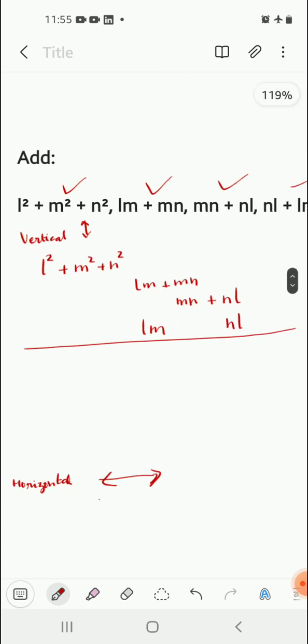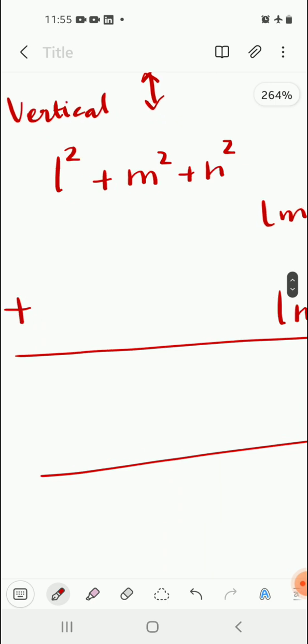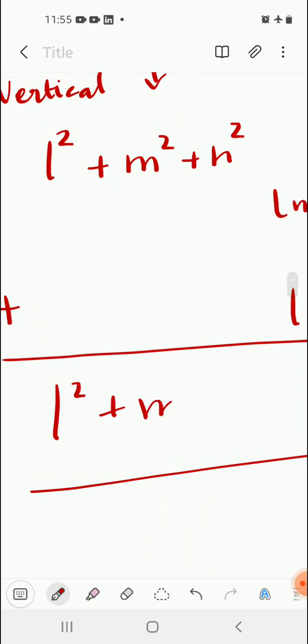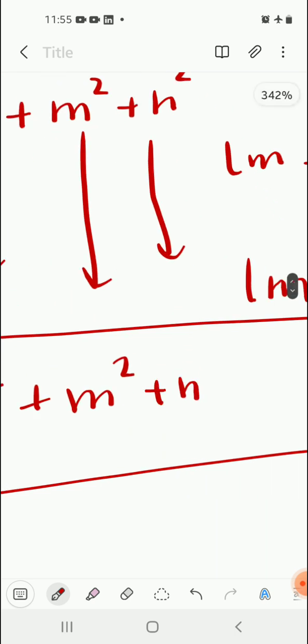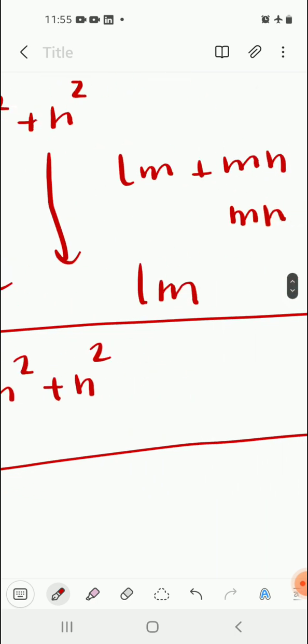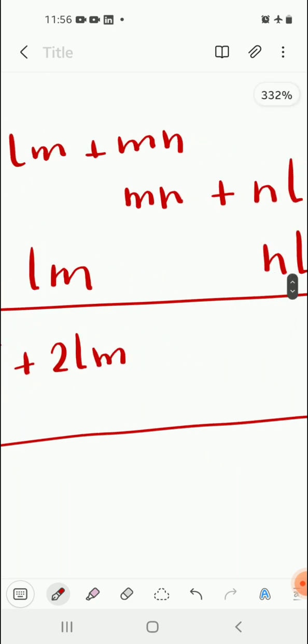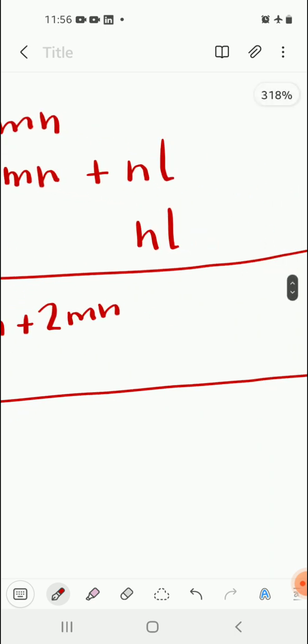Now we are asked to add. So first of all, L square plus m square straight away from here, and here plus n square. Now here Lm, nothing written over here, which means it is plus. So Lm and Lm becomes plus 2Lm. After this, here it is plus mentioned, here nothing is mentioned, which means it is also plus. So plus Mn and plus Mn becomes 2Mn. Similarly, plus Nl and here nothing is mentioned, means plus Nl. So it becomes 2Nl.